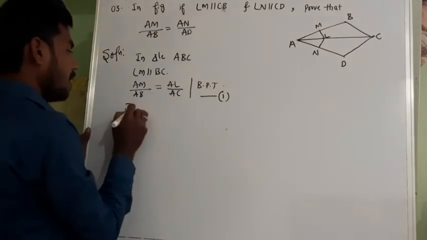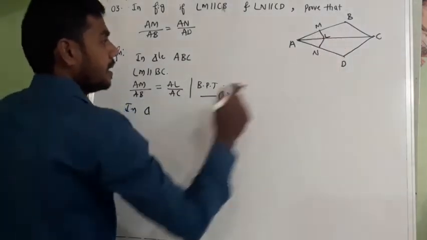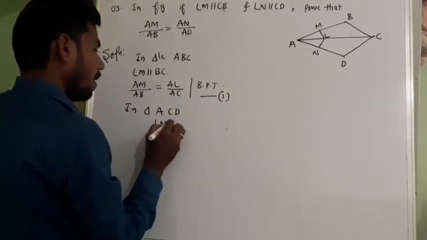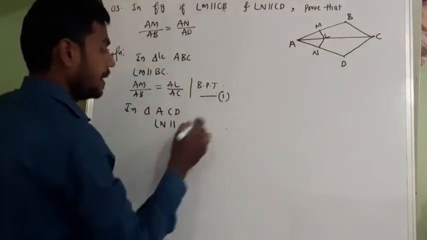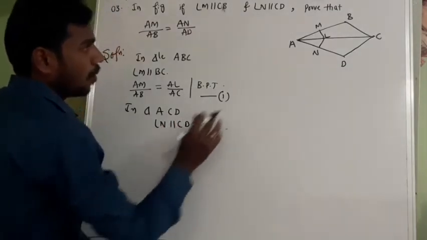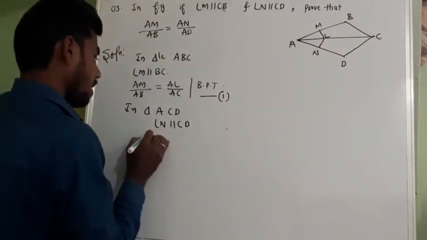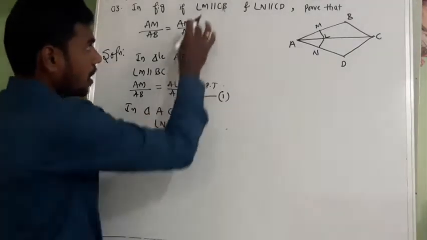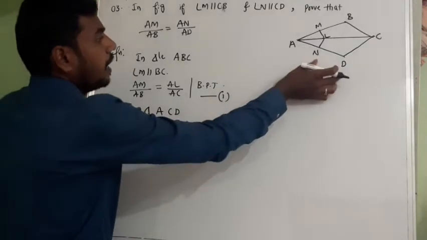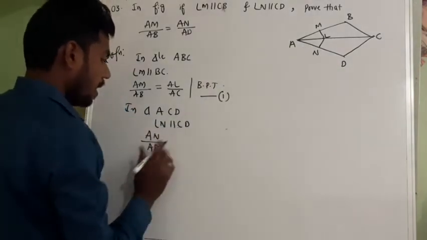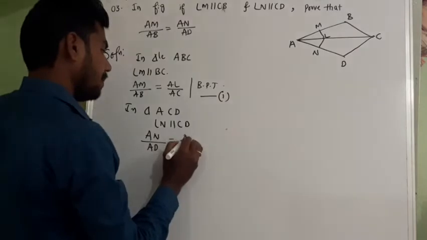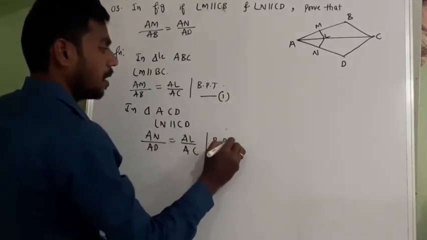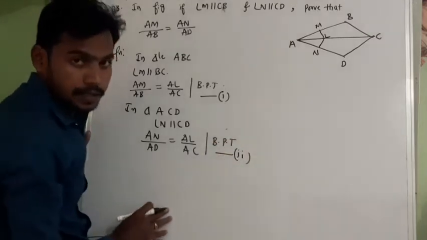So in triangle ACD, what is given? LN is parallel to CD. So what can I write now? AN divided by AD. Because of this I wrote AN by AD instead of AN by ND. AN divided by AD is equal to AL by AC. Why? This is because of the basic proportionality theorem, and this is the second equation.